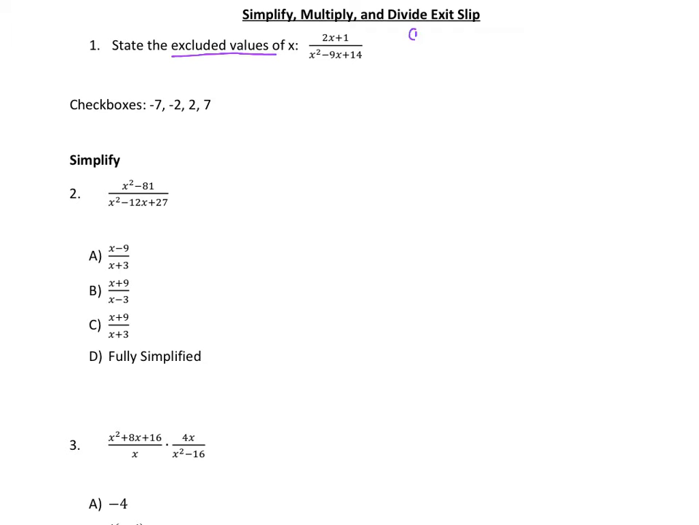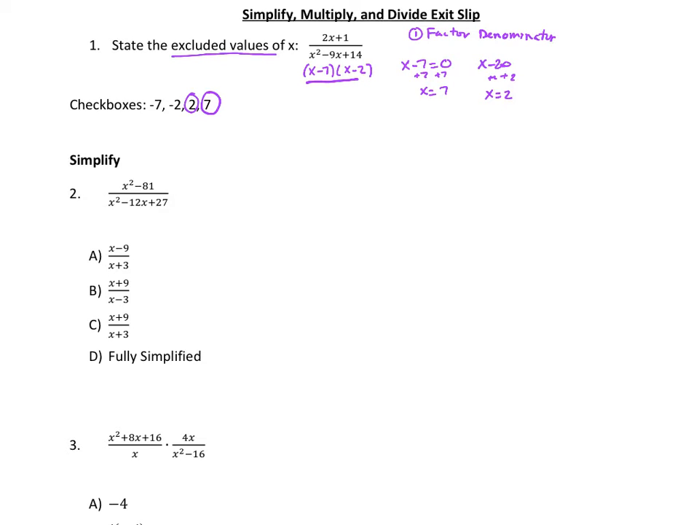So the first step I'm going to do is factor the denominator. What multiplies to 14 but adds to -9 are -7 and -2. To figure out what the excluded values are, I'm going to set each of these equal to 0 and then solve. So one of my excluded values is 7 and one of my excluded values is 2. So we should have checked 2 and 7, because those are the two values that would make my denominator equal to 0, and I do not want it to equal 0.